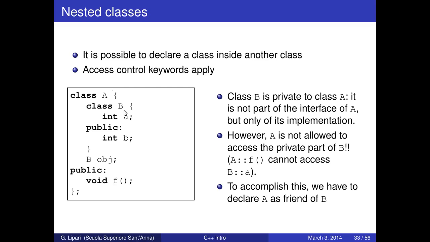The fact that B is within A does not give A any additional rights. So A is not allowed to access the private part of B at all. In particular, the function f within A cannot access member variable A within B. Okay? If you want to do that, as always, you have to use friend. So you have to declare that A is friend of B within B.